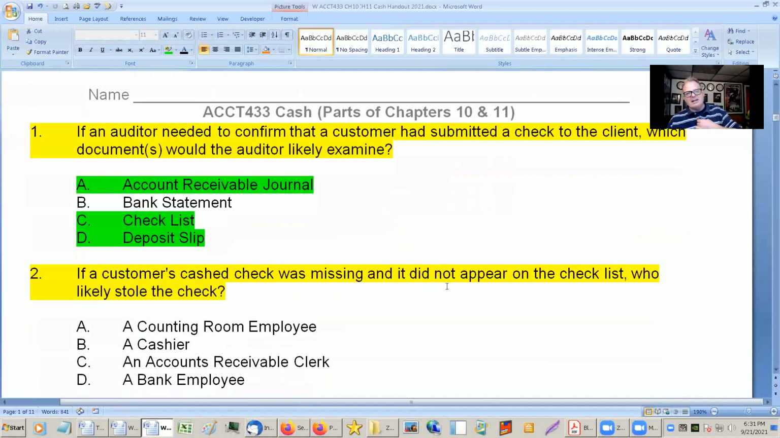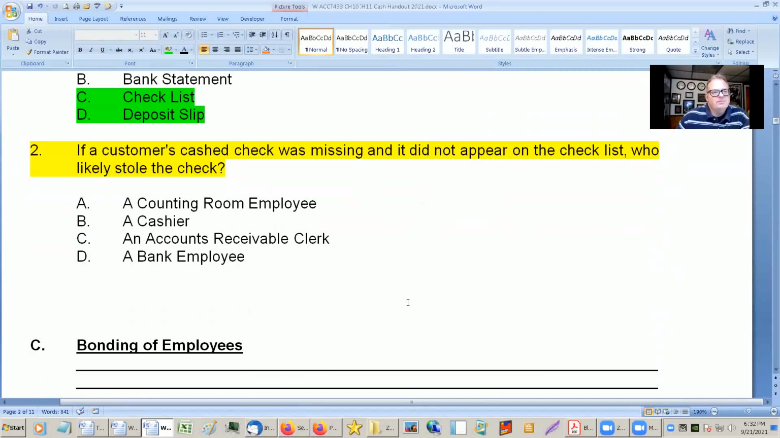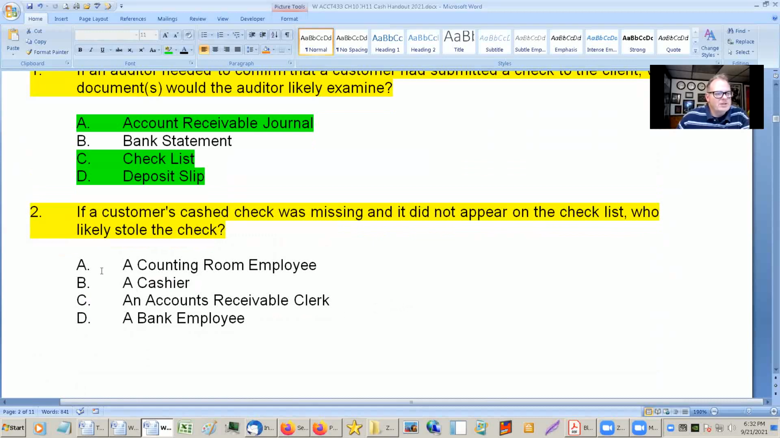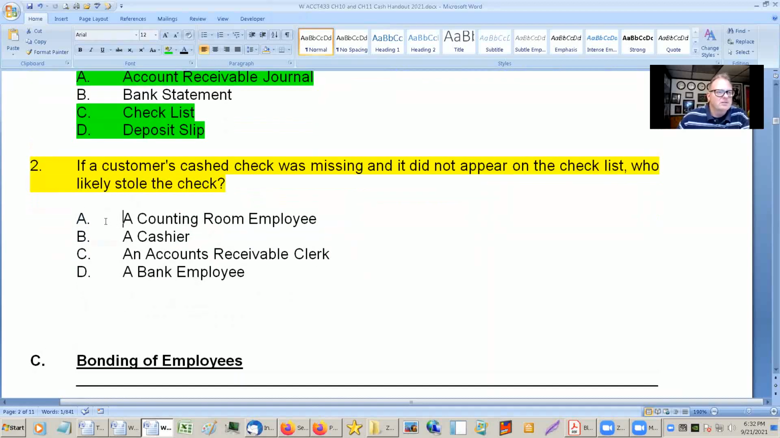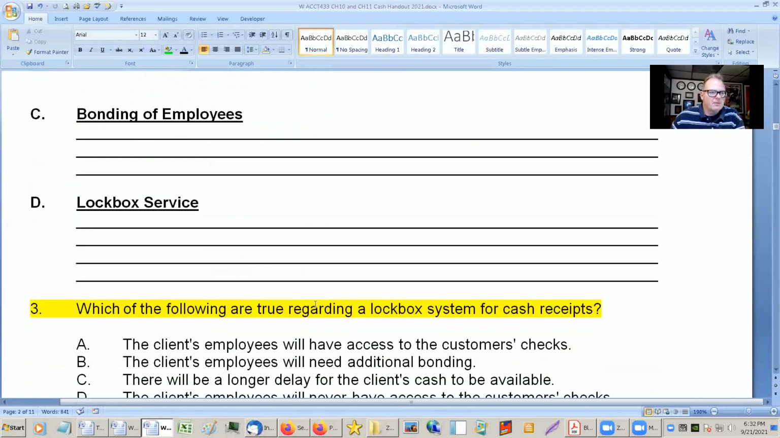Not that stuff like that doesn't happen. Every now and then you get some crazy one. This is one we just talked about: if a customer's cash check was missing and did not appear on the checklist, who likely did it? Probably an employee, most likely. That would have been me back in the day. So these are some controls over cash. Any questions on that?